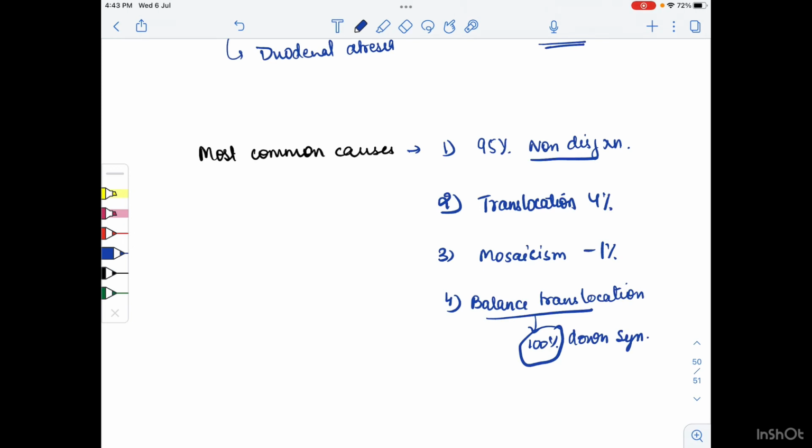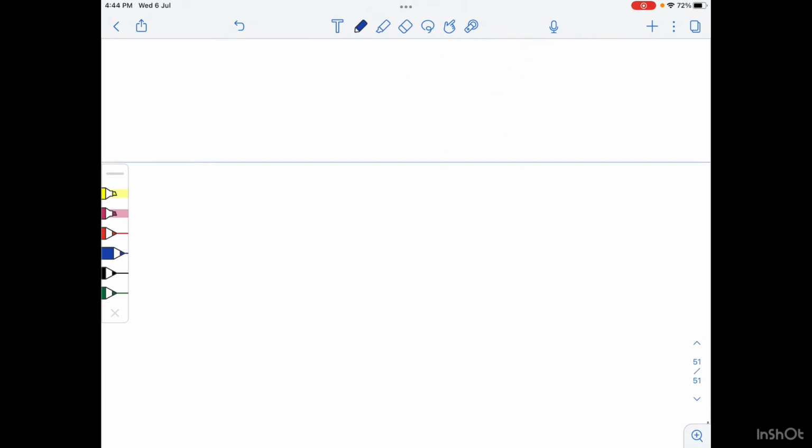Now my next question is, what is the most common chromosomal abnormality in Down syndrome? So the most common chromosomal abnormality in Down syndrome is trisomy 21. Now let's move to the screening part, how we do screening.